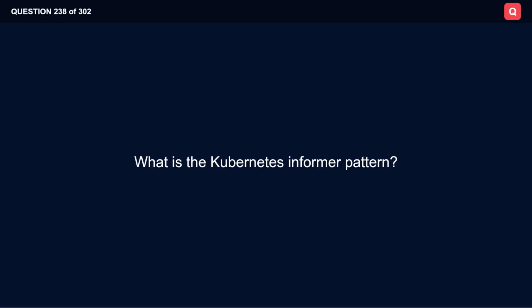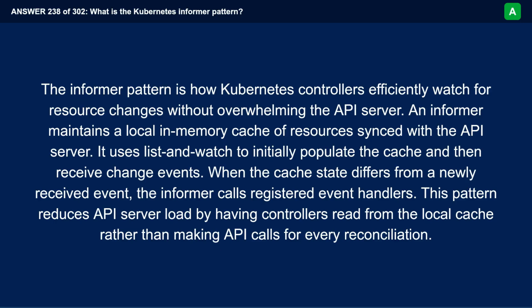What is the Kubernetes informer pattern? The informer pattern is how Kubernetes controllers efficiently watch for resource changes without overwhelming the API server. An informer maintains a local in-memory cache of resources synced with the API server. It uses list-and-watch to initially populate the cache and then receive change events. When the cache state differs from a newly received event, the informer calls registered event handlers. This pattern reduces API server load by having controllers read from the local cache, rather than making API calls for every reconciliation.